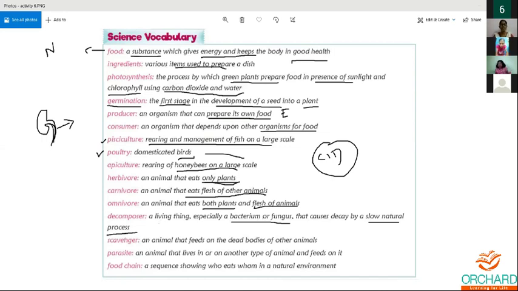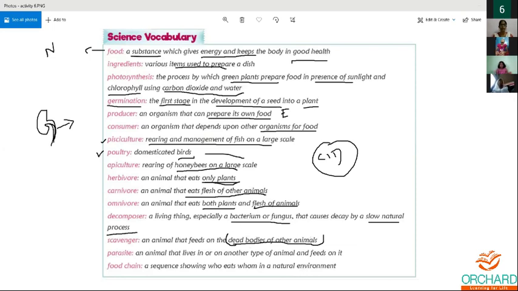A scavenger is an animal that feeds on dead bodies of other animals. So dead bodies will be eaten by the scavengers. There is a major difference between a carnivore and a scavenger. Scavengers eat the dead bodies, while carnivores hunt the flesh. So they hunt the flesh totally and eat it. That's the difference between them.